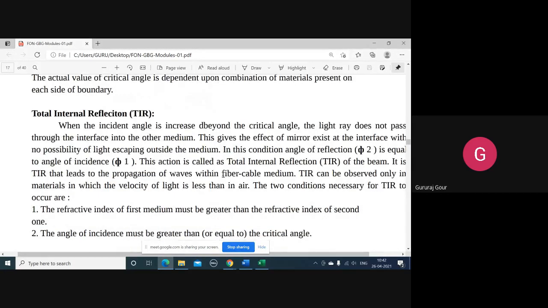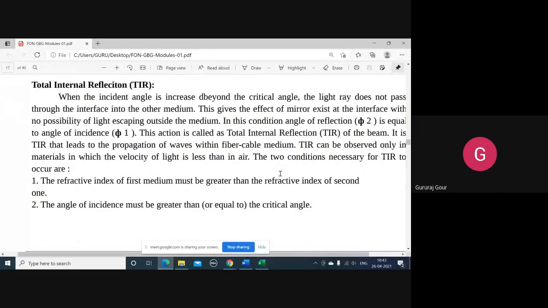Then coming to TIR, when the incident angle is further increased beyond this critical angle, the light ray does not pass through the interface, and it will undergo TIR, total internal reflection. So what are the two important conditions for TIR to happen? Refractive index of the first medium N1 must be greater than N2. N1 should be greater than N2.